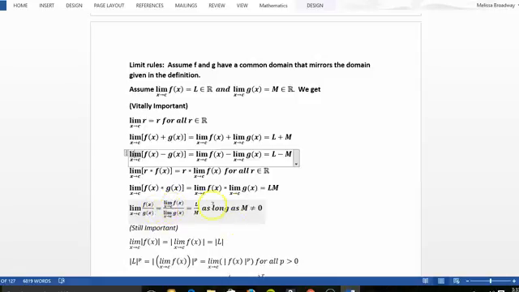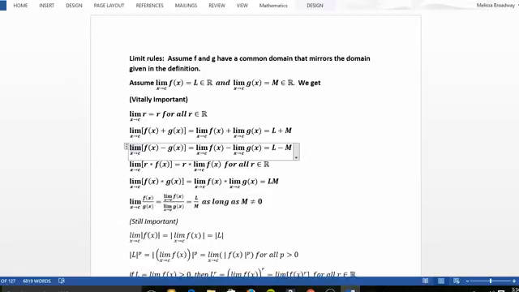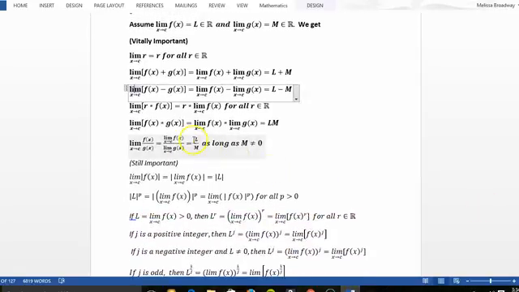I cannot do this if M equals 0, because I'd get 0 over 0, and that's undefined. Otherwise we're good. It's okay for L to be 0, just not M. But anyway, still important: the limit of the absolute value is the absolute value of the limit. And, of course, L equals f(c) if f is continuous at x equals c.